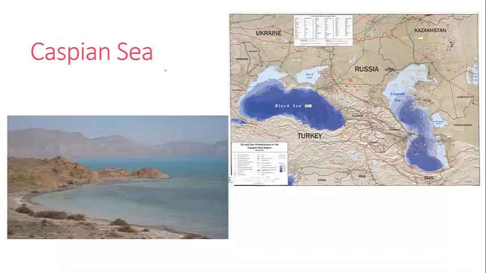Our next one is the Caspian Sea. Our Caspian Sea is located right here to the southeast of Russia. We've got the Caspian Sea that separates it from several of our other countries to the east, the Middle Eastern countries. It's called the Caspian Sea.